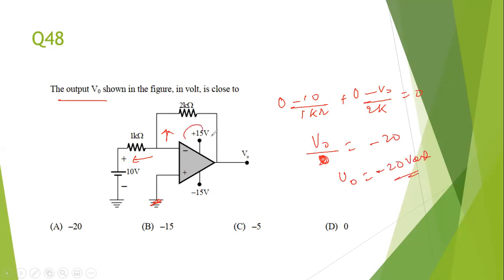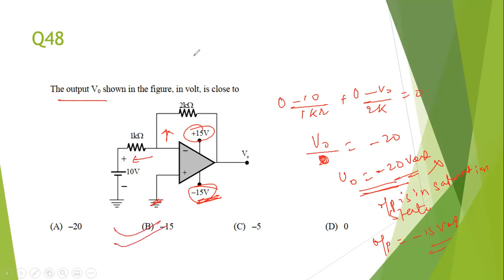But the saturation level is what? Plus 15 and minus 15. We cannot go beyond minus 15 volt, but the output is minus 20 volt, which is not possible. So the output is in saturation state, and the output will be minus 15 volt. So option B is your right option.